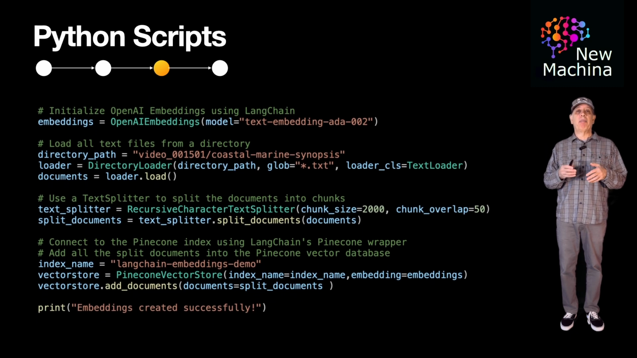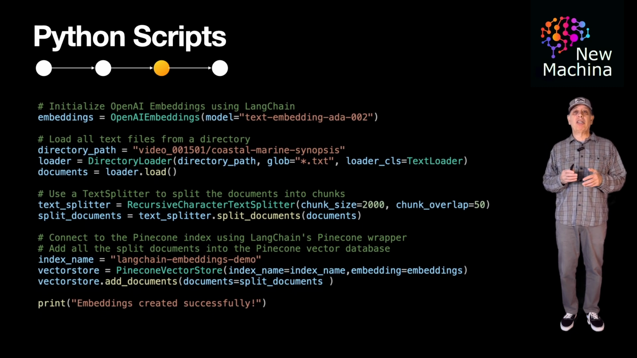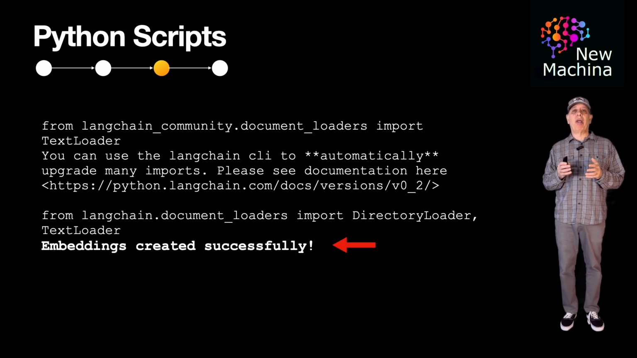Next, I connect to the Pinecone index using LangChain's Pinecone wrapper. Then I add my split documents to the Pinecone index. What happens here is the embeddings are generated from the split documents and then inserted into the Pinecone index. You can see that LangChain abstracts a lot of this out for us in these 2 lines of Python code. So running this, you can see the script generates and saves the embeddings in Pinecone.